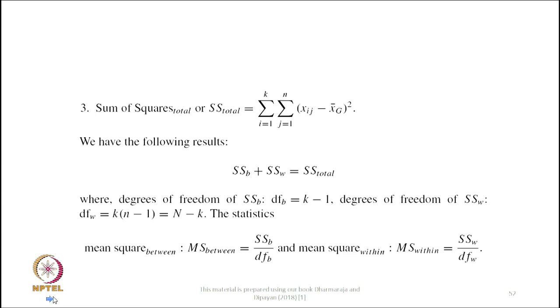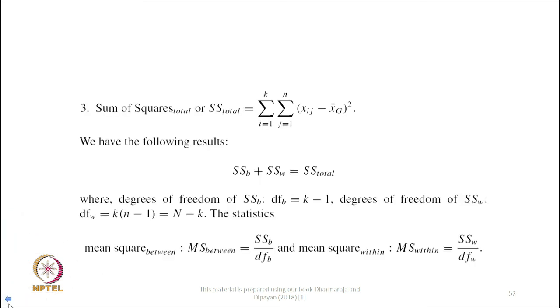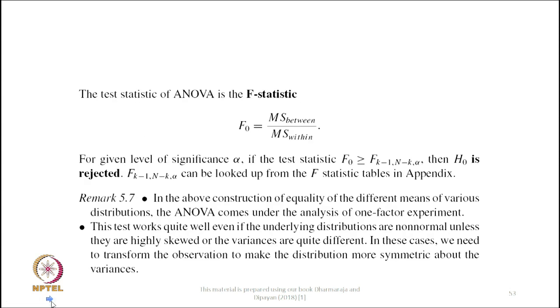Now, you can create a test statistic by making mean square between, that is a ratio of SSB with the corresponding degrees of freedom. Similarly, mean square within is going to be SSW divided by the degrees of freedom of W. So, now we have made the mean square between as well as mean square within. Using these two quantities, you can create a statistic that is called the F distribution.